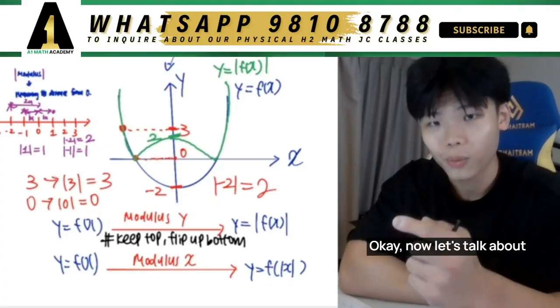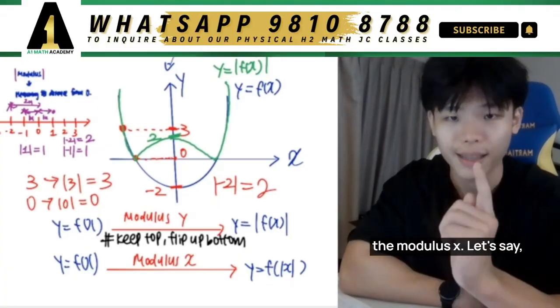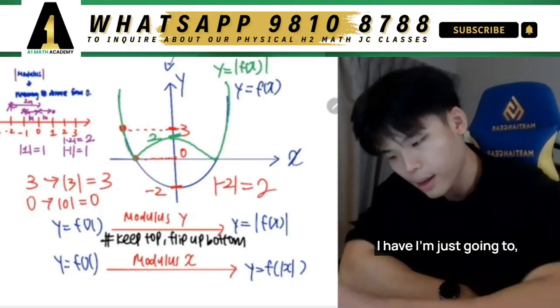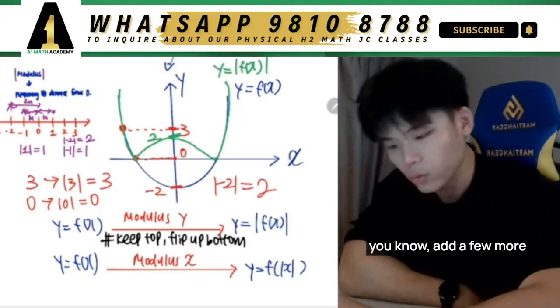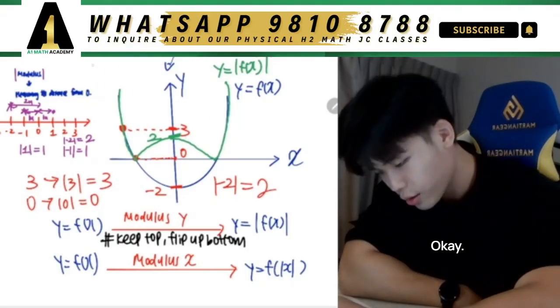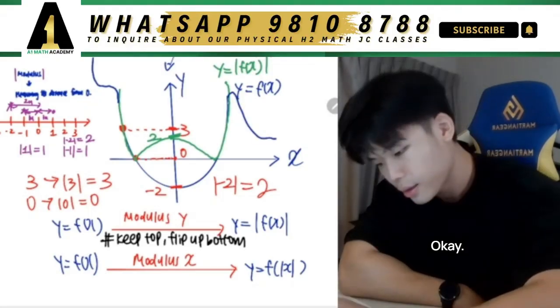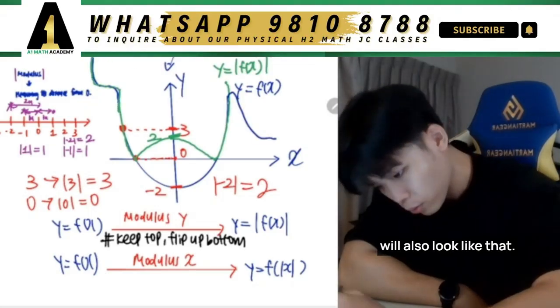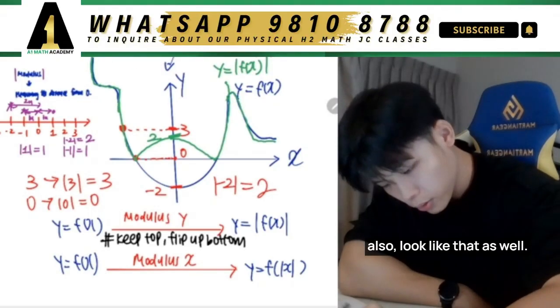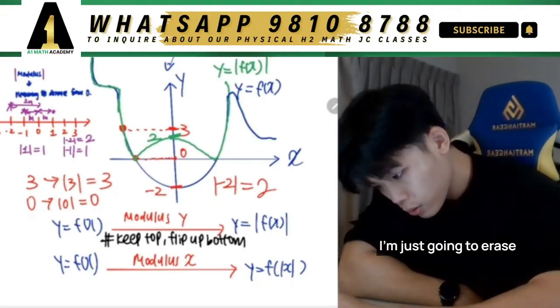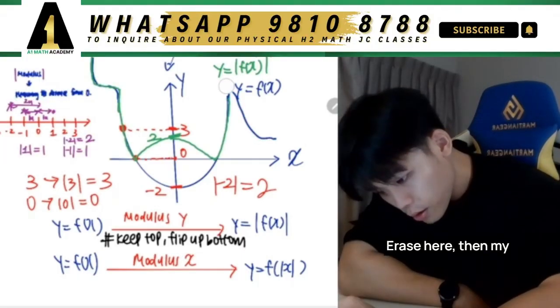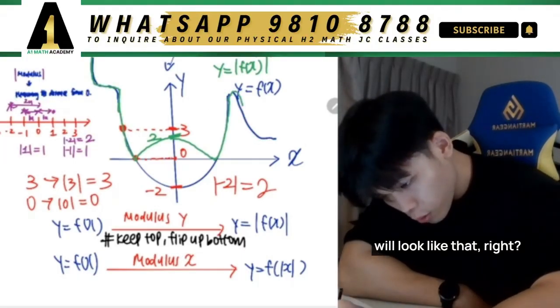Okay, now let's talk about modulus x. Let's say I'm just going to add a few more details to the graph. So let's say I add this detail here, and this detail here. So my green color graph will also look like that. I'm just going to erase this portion here as well. Erase here, then my green color portion will now look like that.